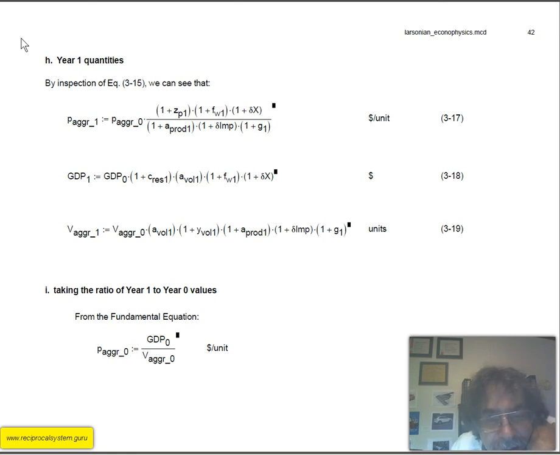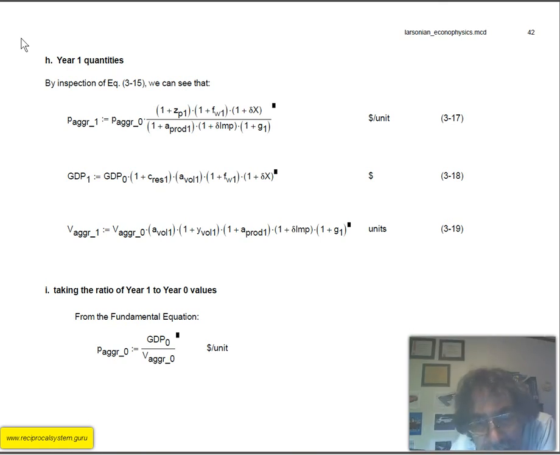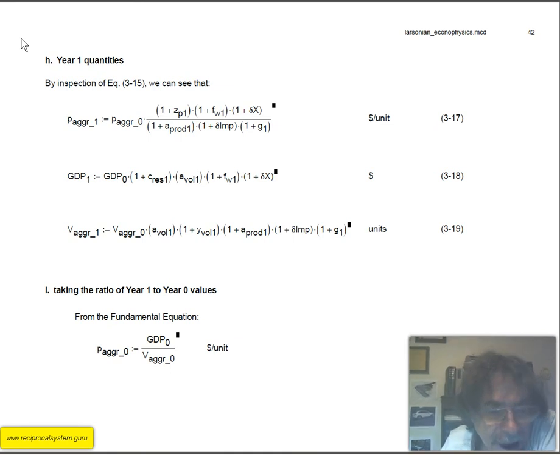GDP sub 1 equals GDP sub 0 times 1 plus C res 1 times A vol 1 times 1 plus F sub W1 times 1 plus delta X. And so V sub aggregate 1 equals V sub aggregate 0 times A vol 1 times 1 plus Y vol 1 times 1 plus A sub prod 1 times 1 plus delta imports times 1 plus G sub 1. Alright, so section I.